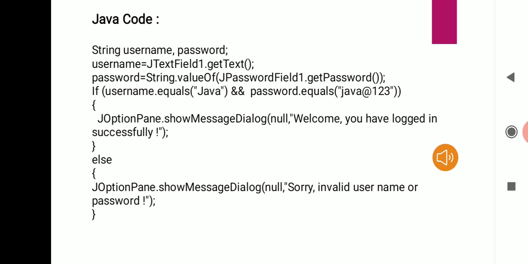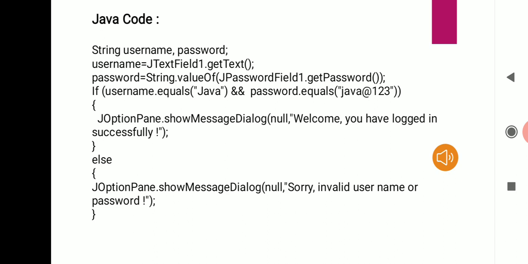Now let's say the correct entry for username is Java and for password it is Java@123. So if the user types these correct entries, he will be able to log in successfully. Otherwise, an error message will get displayed.